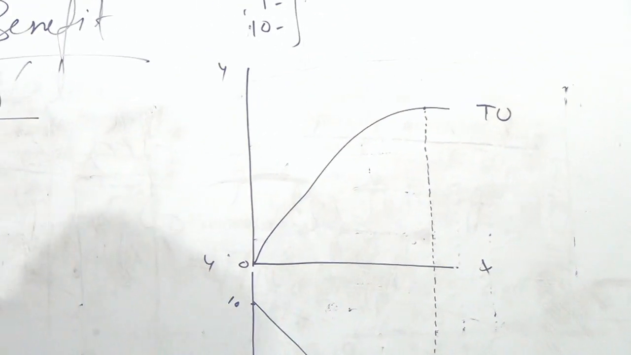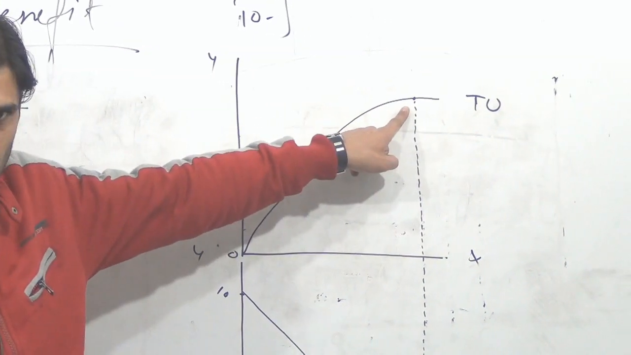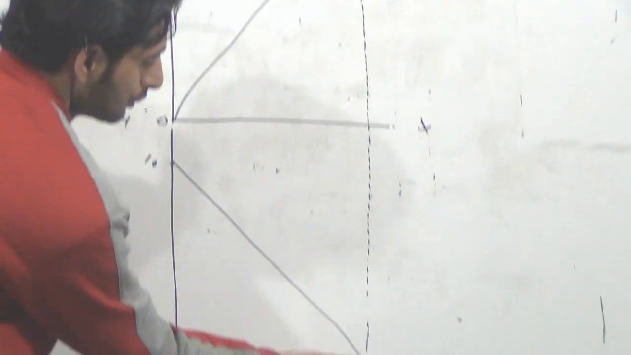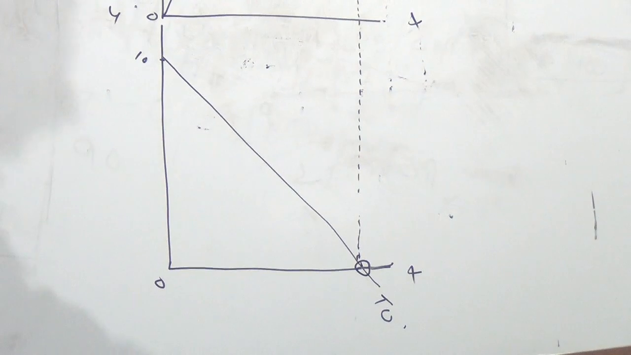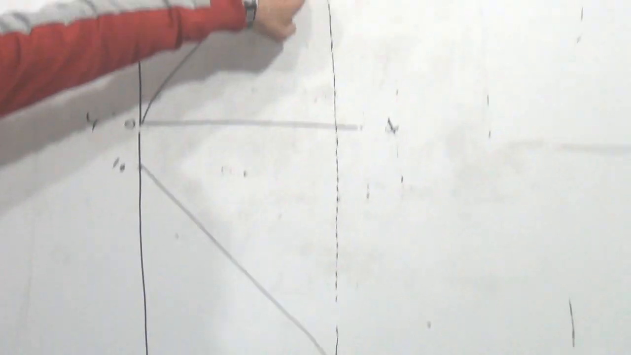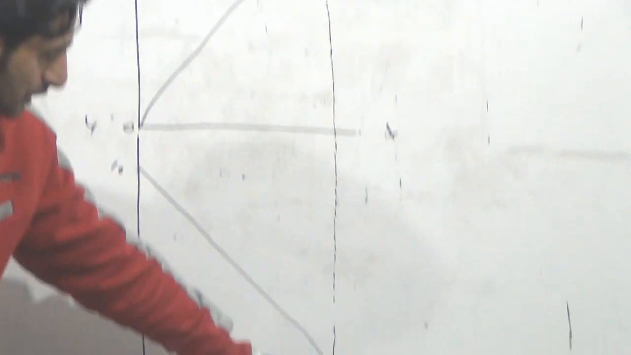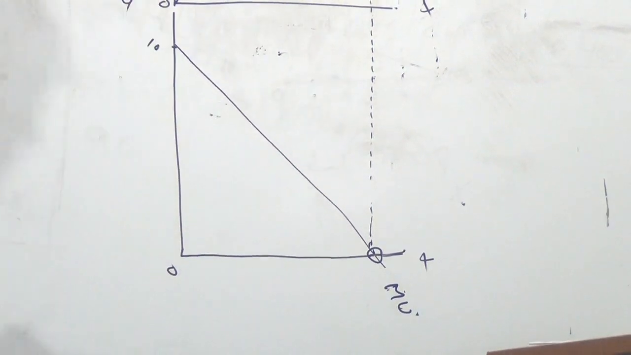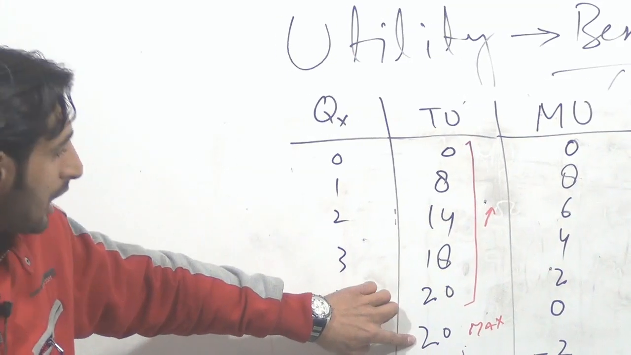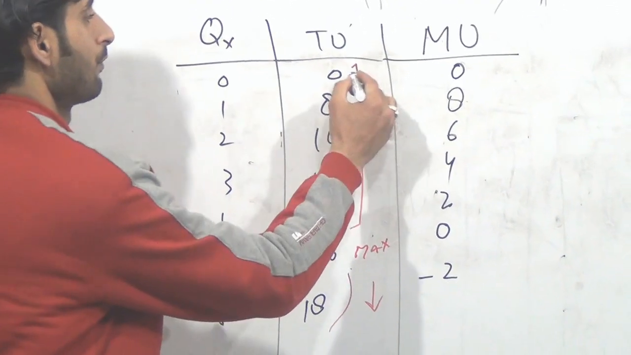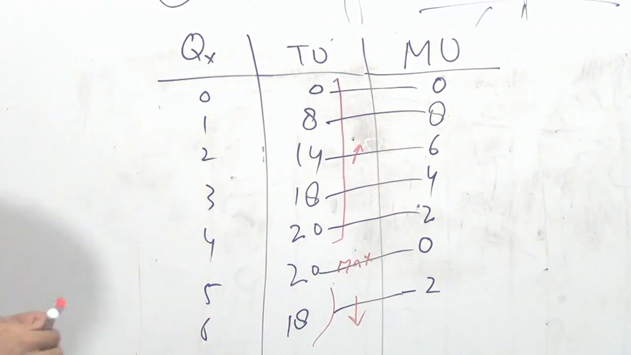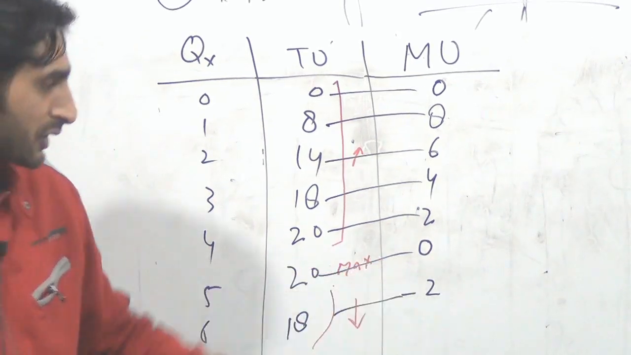Second thing, total utility will be at its max. Total utility is maximum when marginal utility is 0. This is the point. Total utility is maximum, marginal utility is 0. Sorry, this is marginal utility. Total utility is maximum, marginal utility is 0. See how? Total utility is maximum, marginal utility is 0.